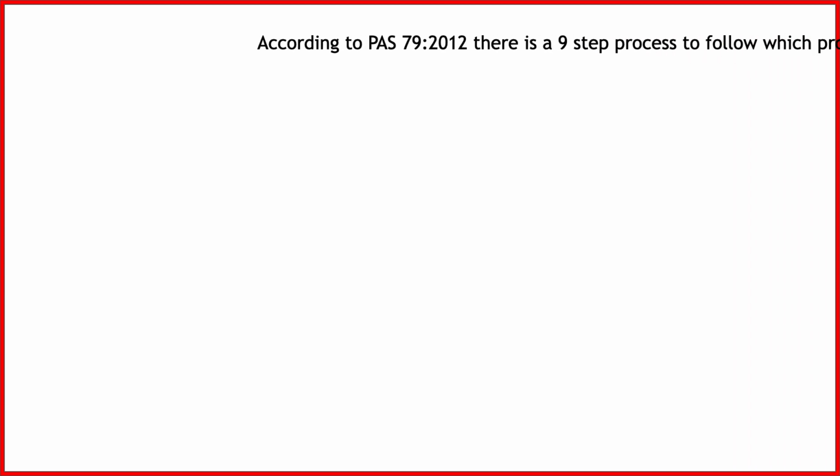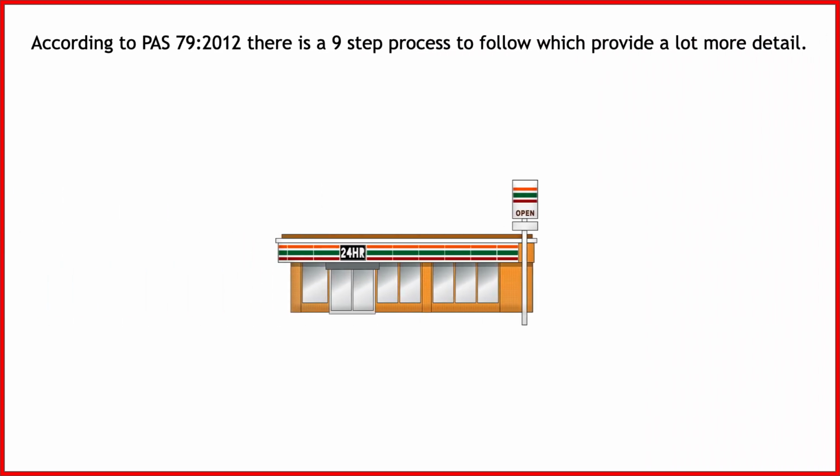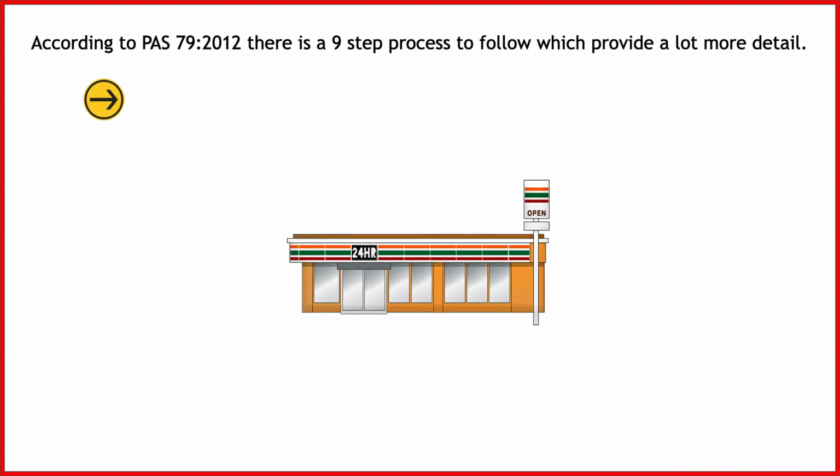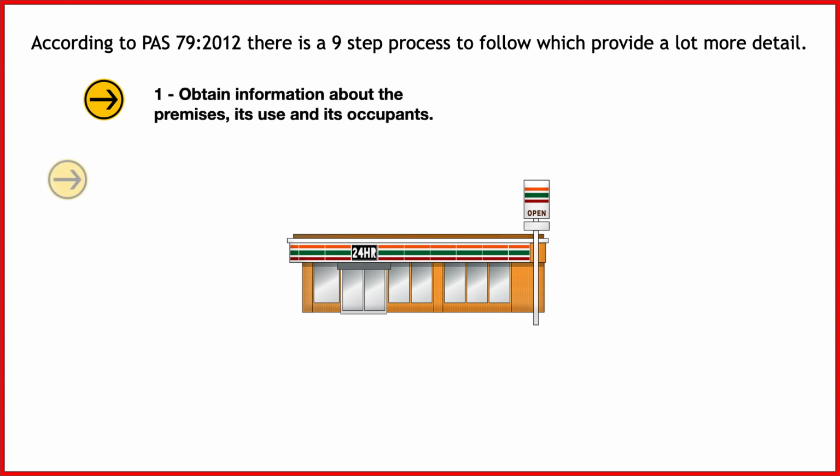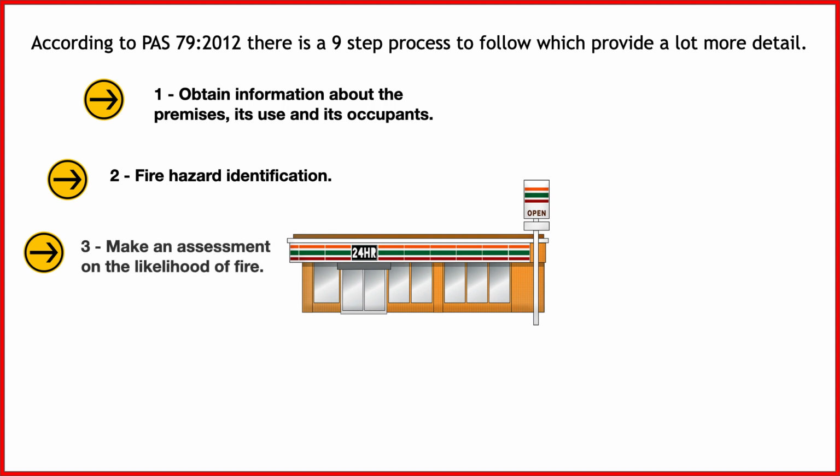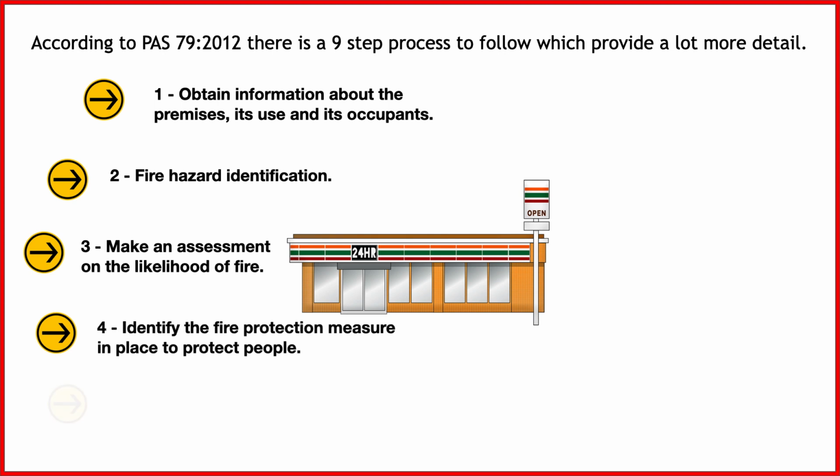We move on now to the second model of fire risk assessment, which provides a lot more detail on how the fire risk assessment process is carried out. Now this is available in PAS 79 2012, and it consists of 9 key steps. Number 1 is to obtain information about the premises, its use and its occupants.